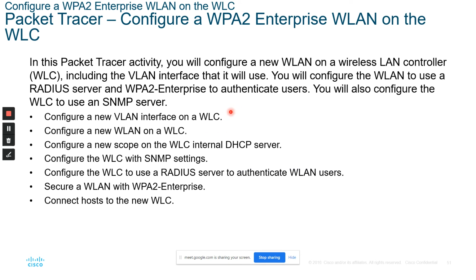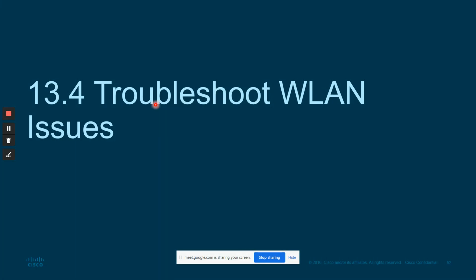So again, you have one packet tracer activities just on SNMP and radius. I will just be working on that one as well. And before we finish, we will look at the last section, which is troubleshooting. Okay, troubleshooting wireless local area network issues.